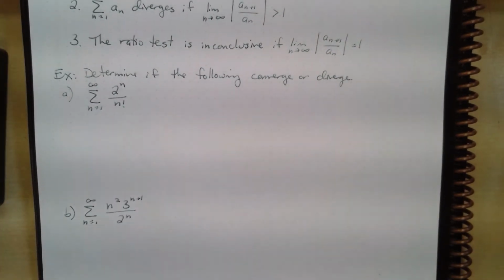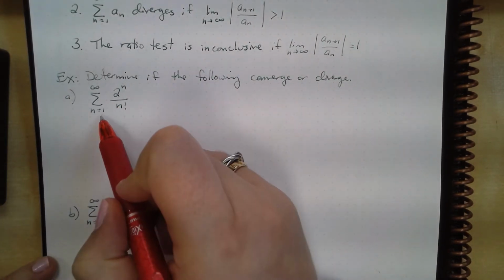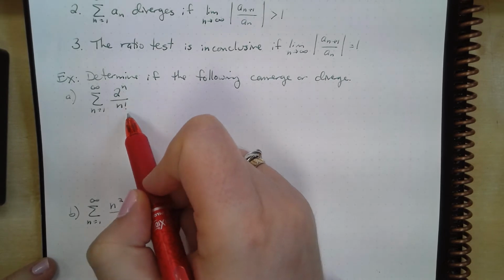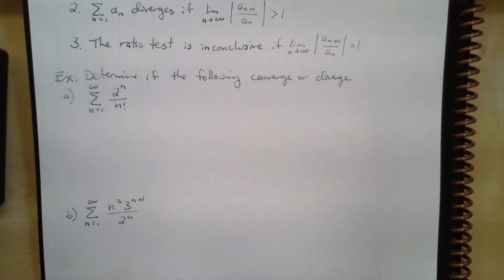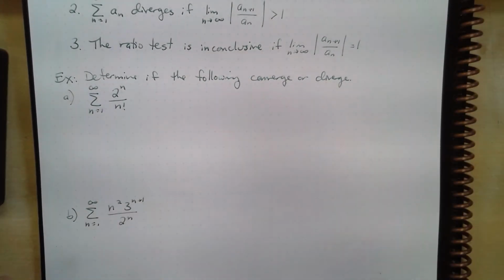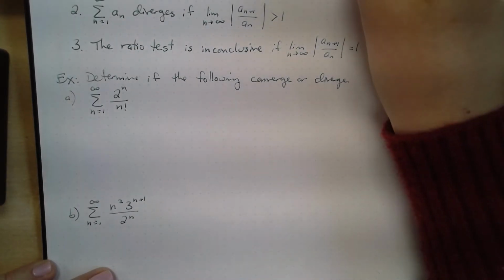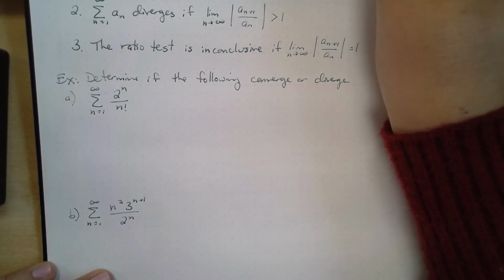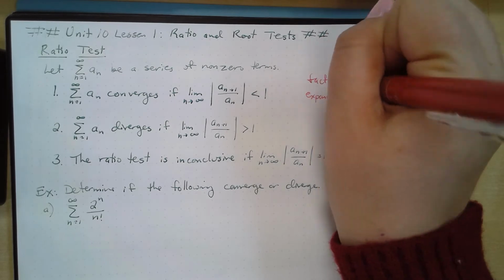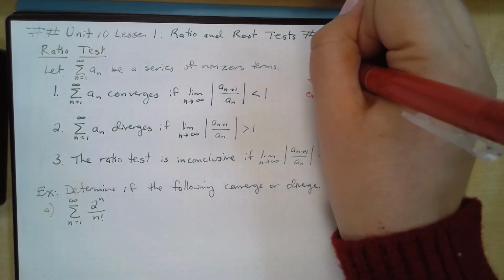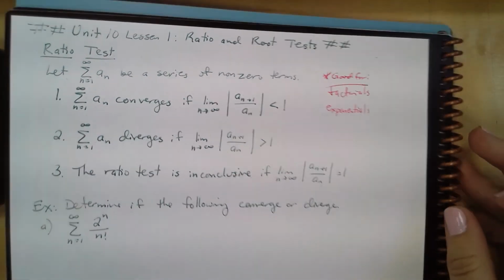So we're asked to determine if the following series converge or diverge. Here we have the sum as n goes from 1 to infinity of 2 to the n over n factorial. Just a side note here, the ratio test is really good when you have factorials and or exponentials. I'll just make a little note about that here. So factorials and exponentials. Good for that.